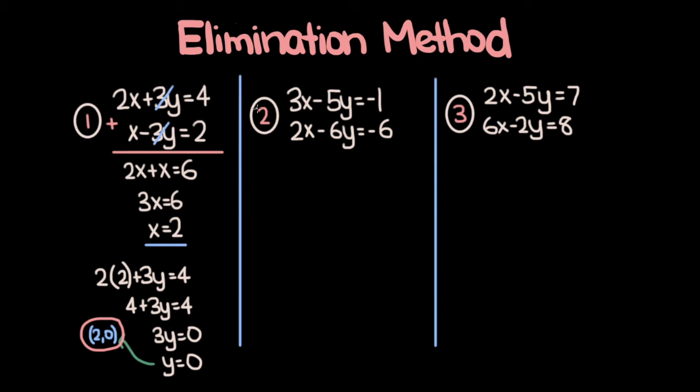Now let's move on to the second example where things get a little bit more complicated. So here we have the equation 3x minus 5y equals negative 1 and 2x minus 6y equals negative 6. And now let's say we're trying to eliminate x. If we were to just sum up the equations like we did in the first example, we would get 5x minus 11y is equal to negative 7. And that does us no good because we still have two variables. And if we were to, say, subtract the two equations instead, we would get x plus y equals 5. And that does us no good either.